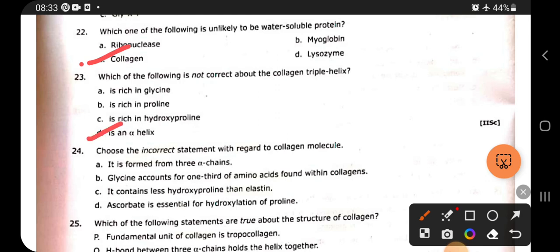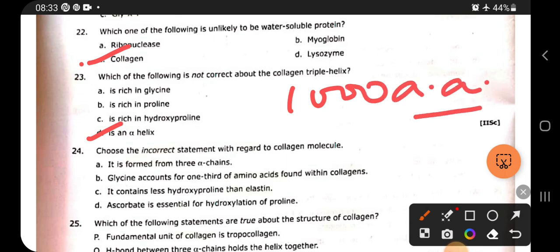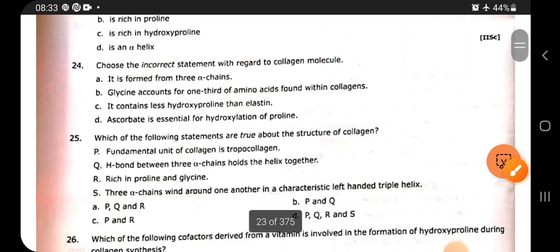Definitely it is D, because see, after it becomes a trimer, it looks like an alpha helix. It forms a structure which is like an alpha helix, but it is basically made up of what? Alpha chains. And alpha chains have how many amino acids? It has 1,000 amino acids. So it's basically very different from alpha helix, which is called as what? Alpha chains. Then comes 24th question.